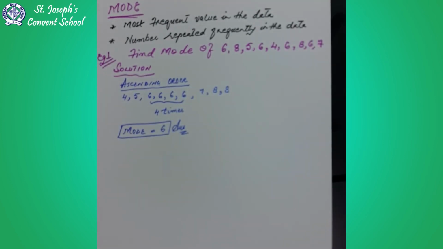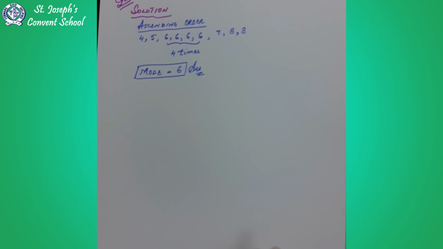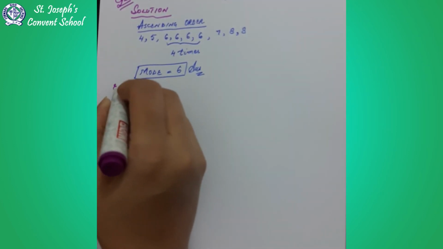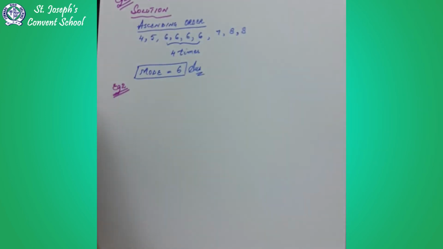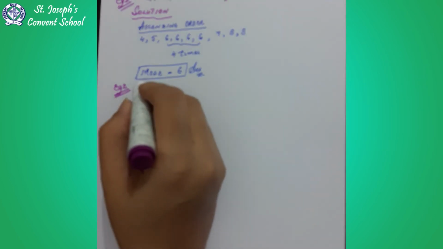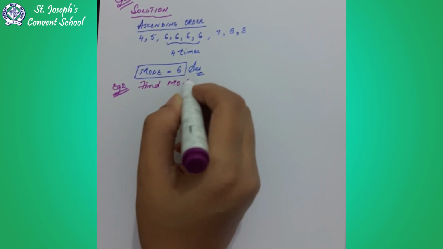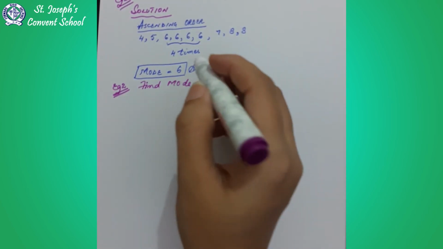Now I'll give you another example. So for mode, there can be one mode, there can be more than one mode, or there can be no mode. So I'll give you the example of all. Now in the first part there is one mode. In the second question, you have to find the mode. I'll give you an example on my own.